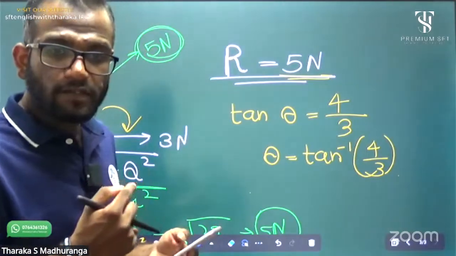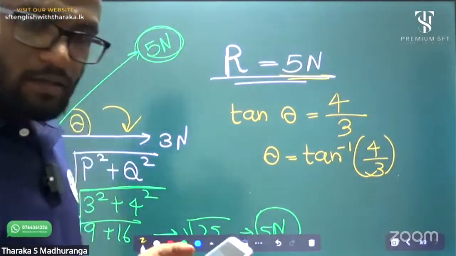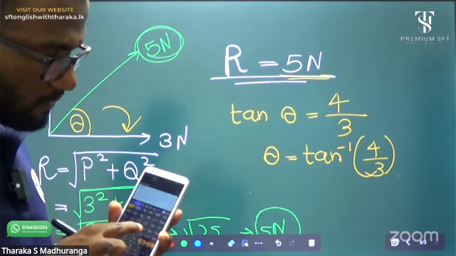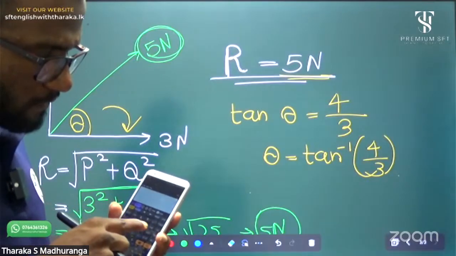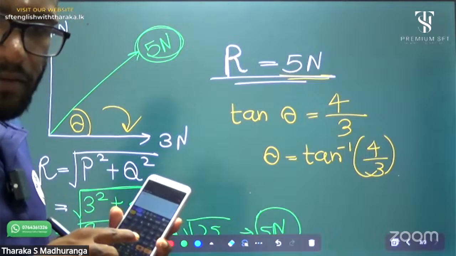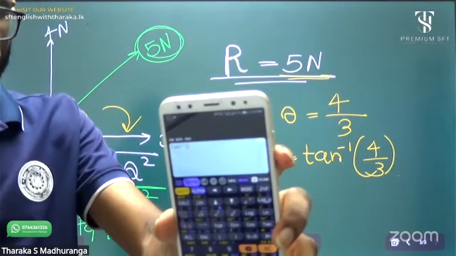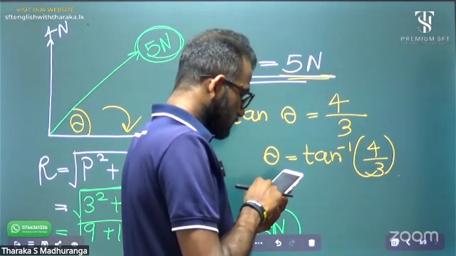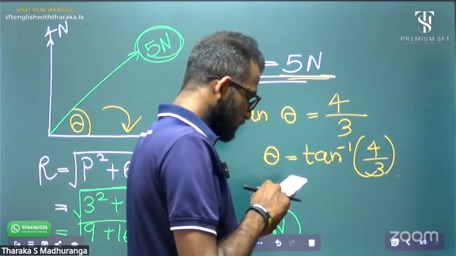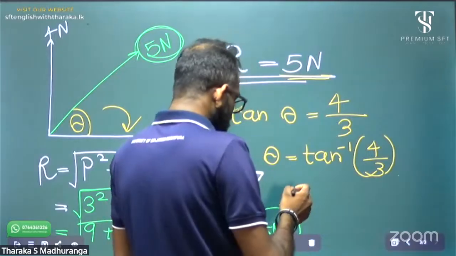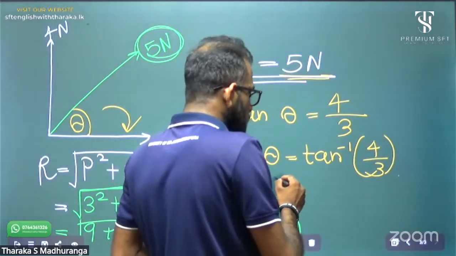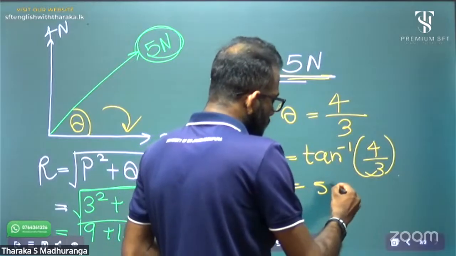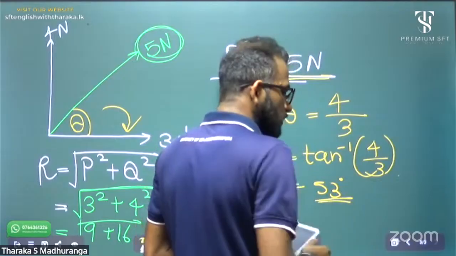For tan inverse, you type shift plus tan. Tan inverse 4 over 3, 4 divided by 3, in brackets. It is 53.13. Approximately 53. It is better to take the approximate value, 53 degrees. That is enough. 53 degrees.